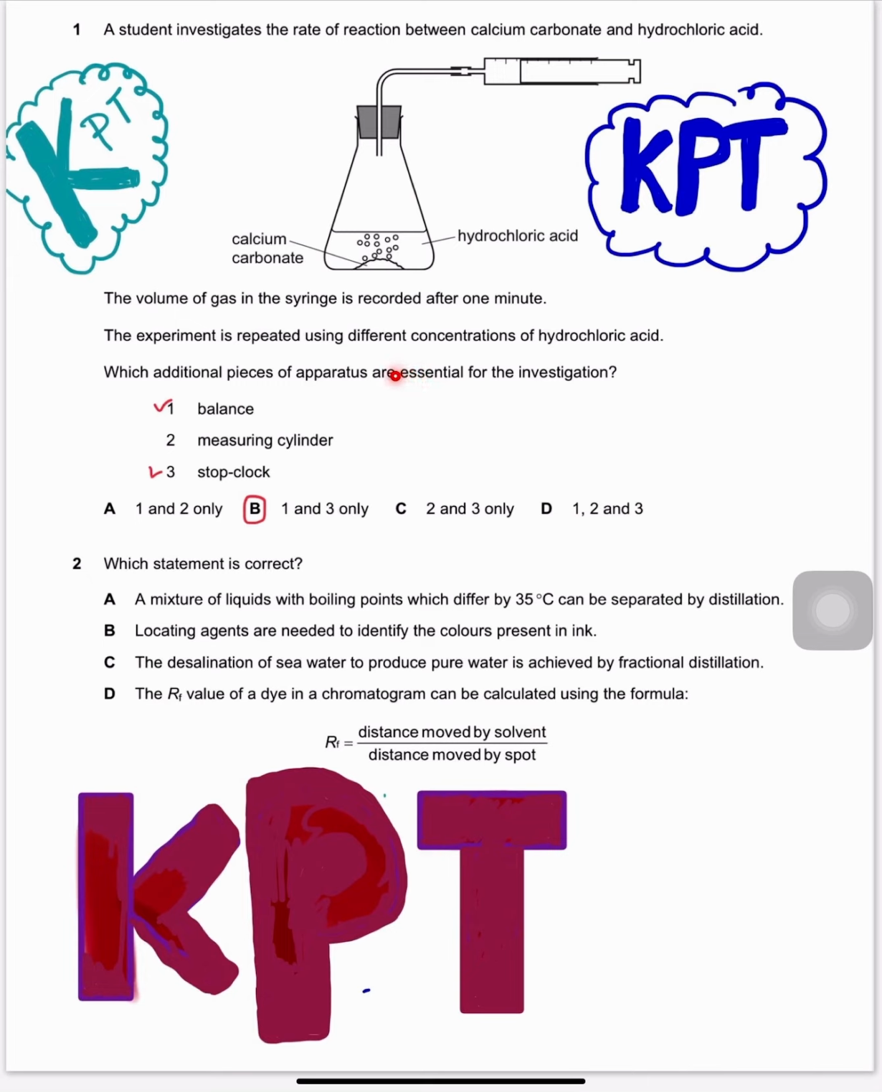So here they are mentioning different concentrations of HCl. It means that we are not requiring a measuring cylinder. Sorry, so it's the balance and the stop clock which we are going to use. B is the right option.